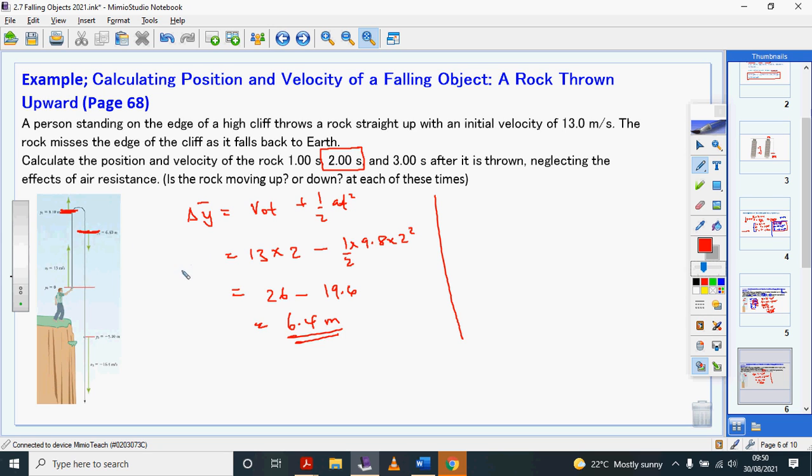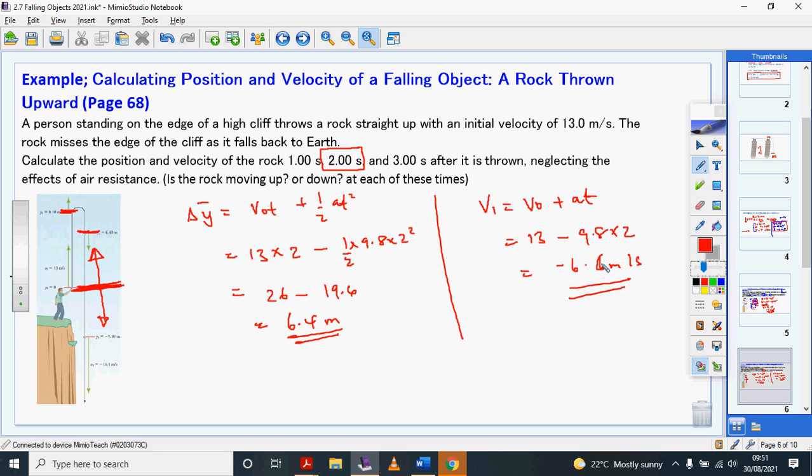It's still in the positive y direction, because that direction is positive and that direction is negative, like this is the x-axis. So it's still in the positive y direction, but let me look at its speed. Its speed will be v naught plus at. So v naught is 13, acceleration is negative 9.8 times 2, so that's 13 minus 19.6. So its velocity, I'm getting a negative value, negative 6.6 meters per second.